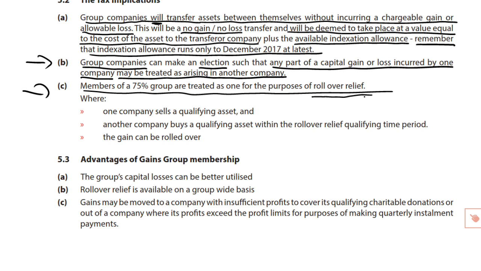Now, we'll go into those two areas in more detail and talk about, amongst other things, the advantages of gains group membership, the claims, these two elections that we're able to make, and what that can achieve for us. We'll do that together in our next and final session on this chapter.